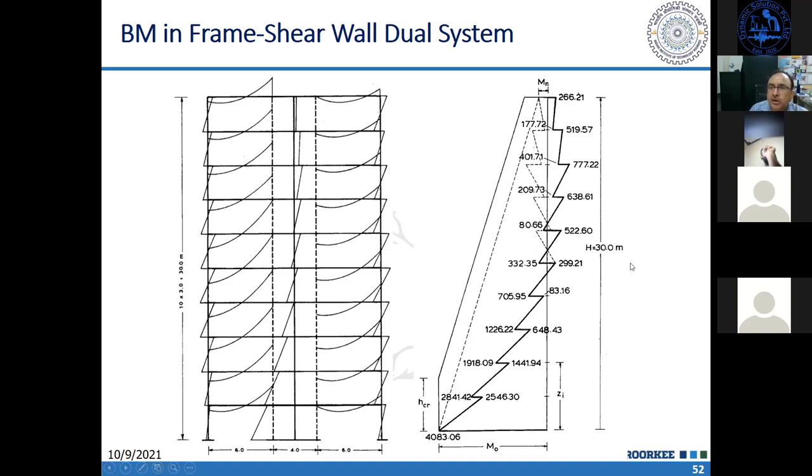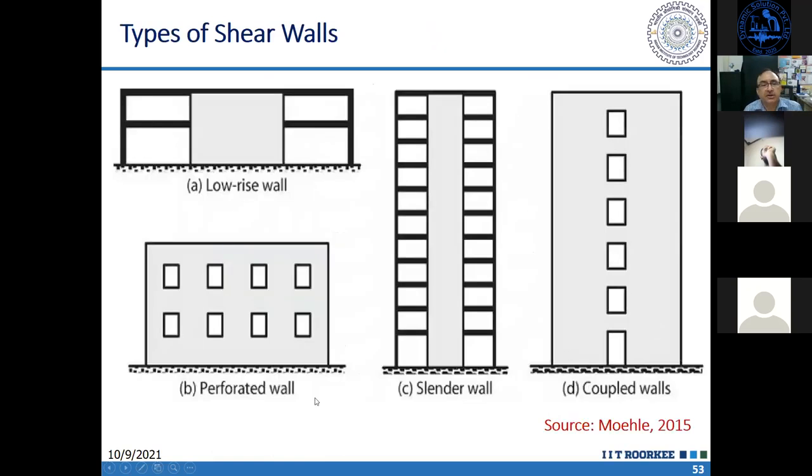It is not included in both the codes, neither in NBC 105 nor in IS 13920. So please, when you are using shear walls, use this. It is available. More details are available in ACI 318 if you are interested. Then there are different types of shear walls. We can have squat or low rise shear walls.